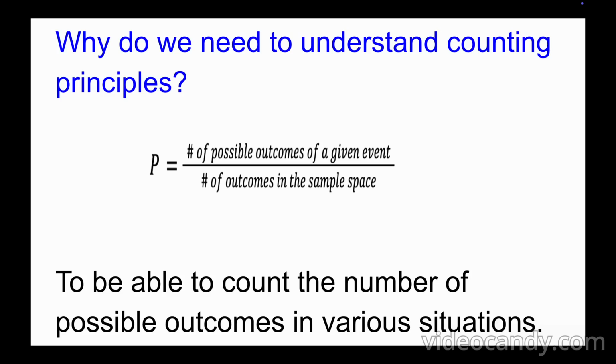Now, up to this point, we've been dealing with situations where counting the number of possible outcomes has been really easy, and counting the number of outcomes in the sample space has also been easy. Going forward, we're going to deal with situations where that's more difficult to do, and so we're going to have to rely on counting principles to count the number of possible outcomes in various situations.